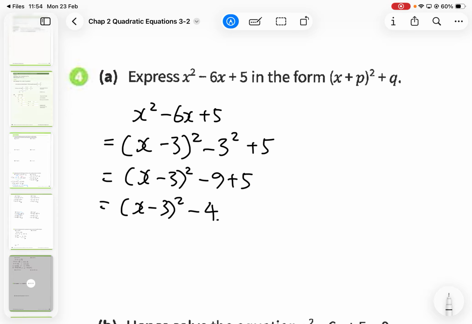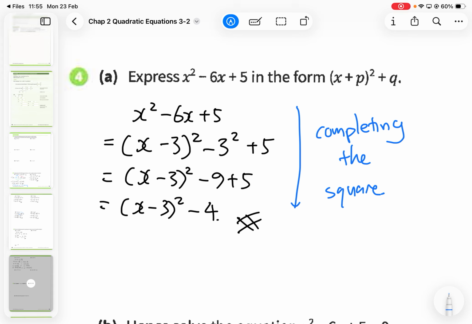Okay, so this time round, instead of factorizing my left hand side, I can go and complete the square for my left hand side, then bring the number across and take square root. So this is another method of solving quadratic equation.